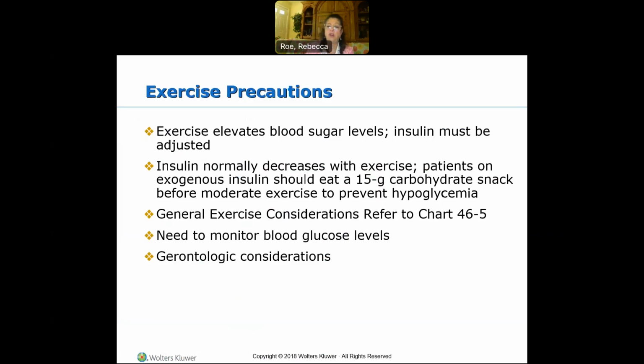So look at chart 46.5 on the general exercise considerations. Make sure that you realize that you need to monitor blood glucose levels before and after, sometimes depending on how rigid their insulin control needs to be, and that they make sure they have access to snacks, and then age considerations for the elderly. Make sure you understand about the gerontological considerations.